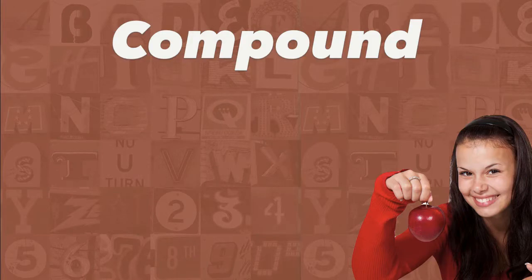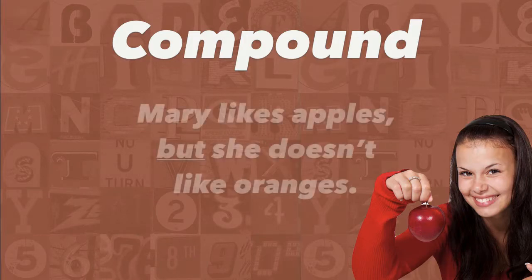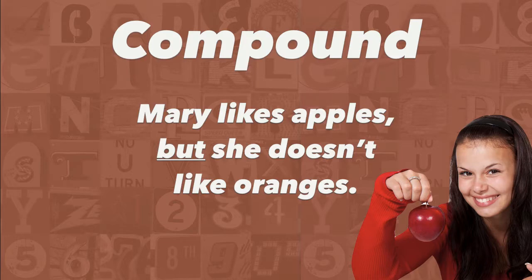Examples of compound sentences are Mary likes apples, but she doesn't like oranges. We have a subject and verb in the first independent clause and a subject verb in the second independent clause. They're connected with this word but. And notice we have a comma before the coordinating conjunctions. Don't forget, ladies and gentlemen, we need this comma.